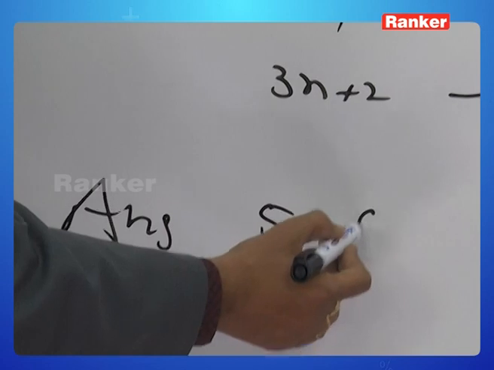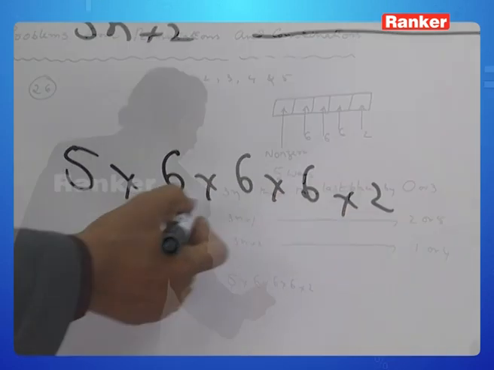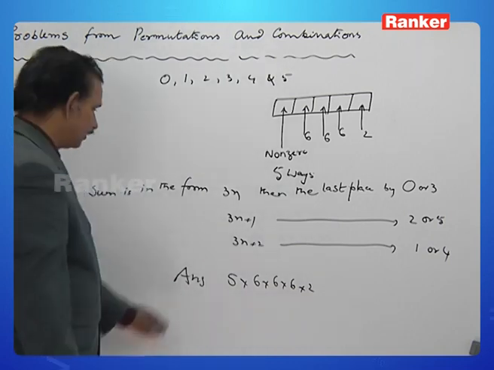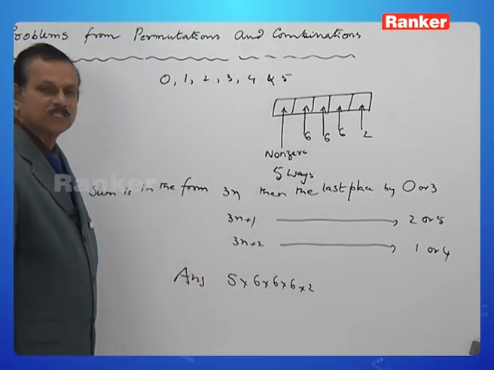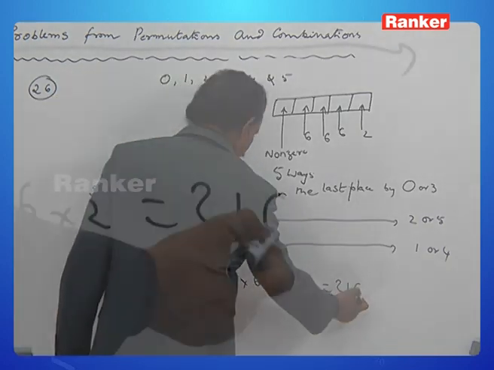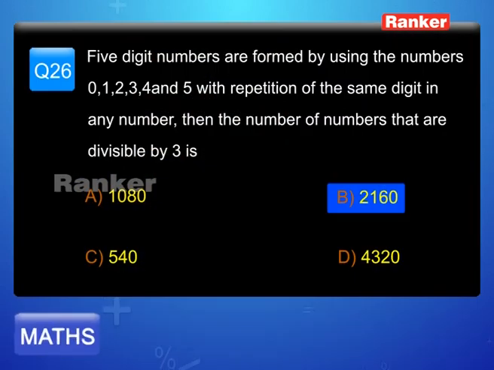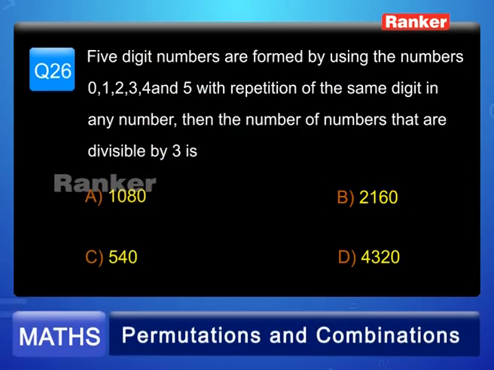5 into 6 into 6 into 6 into 2. 6 cube is 216. 5 2s are 10. 216 into 10. What will be the answer? 2160. So what is the right answer? The second option, that is option B, is the correct answer, 2160. Here one may get confused.